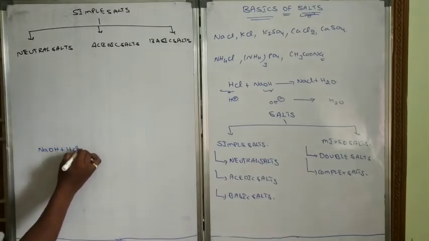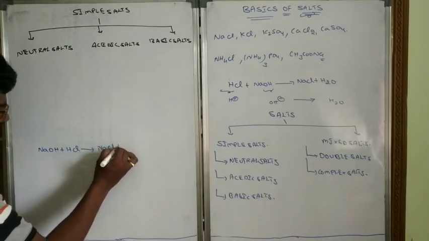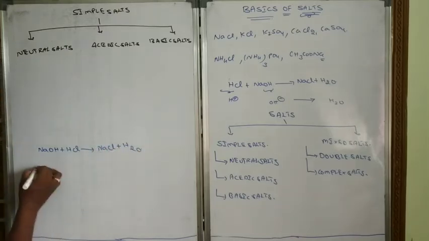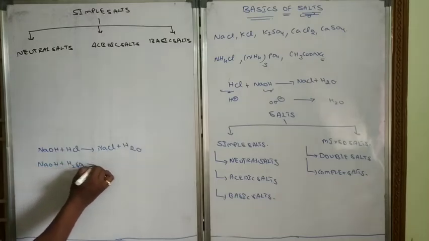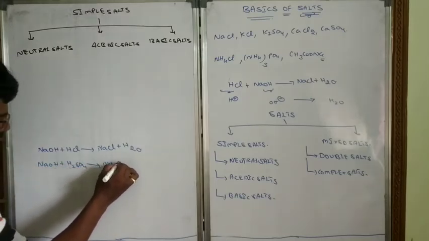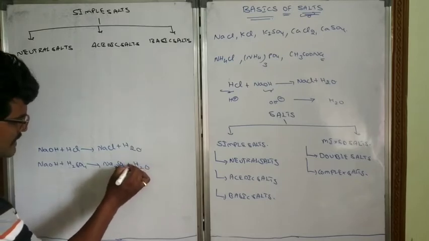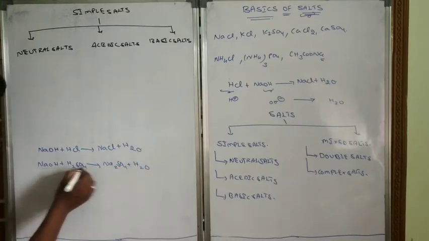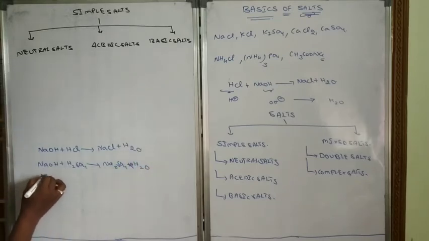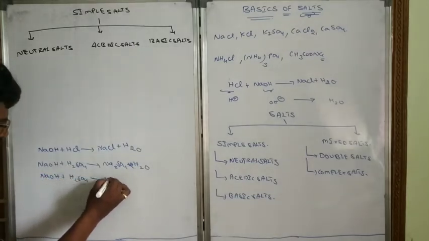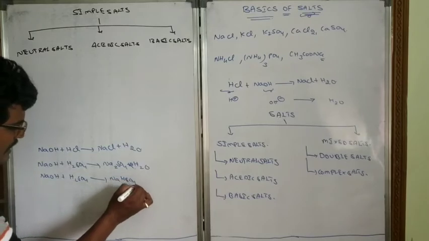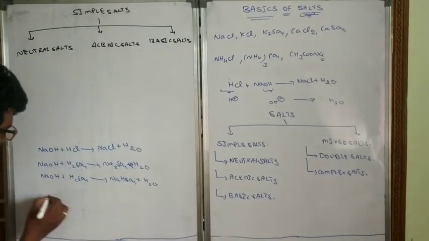NaOH plus HCl gives NaCl plus H2O. NaOH plus H2SO4 gives Na2SO4 plus 2H2O. NaOH plus H2SO4 gives NaHSO4 plus H2O.